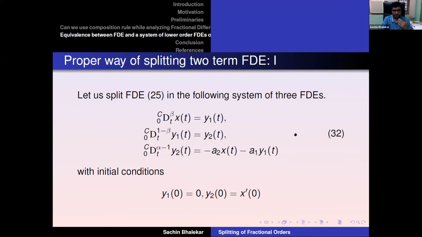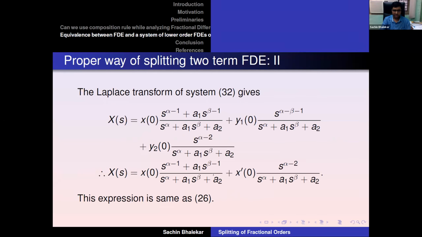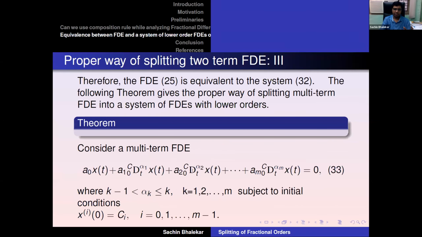So can we split such an equation into lower order derivatives? What are the proper ways? Here we can split like this. The first equation we take as D^beta x(t) equal to y1(t). Then we write the next equation as D^(1-beta) y1(t) equal to y2(t), and the third equation as D^(alpha-1) y2(t) equal to minus a2 x(t) minus a1 y1(t). So instead of two equations, if we split it into three equations with these initial conditions, then we can check using the Laplace transform that these two are equivalent.